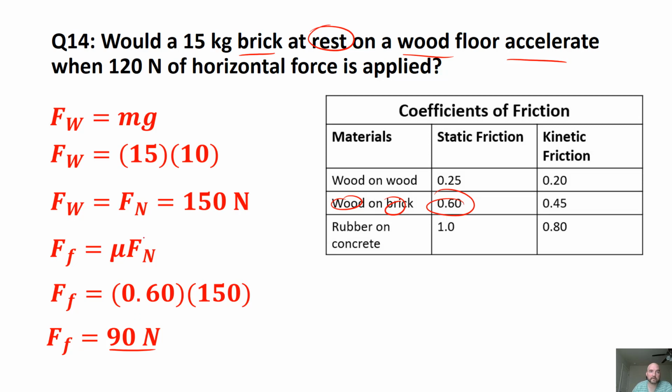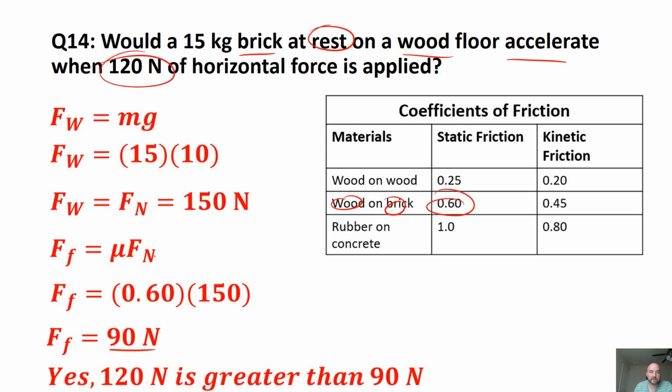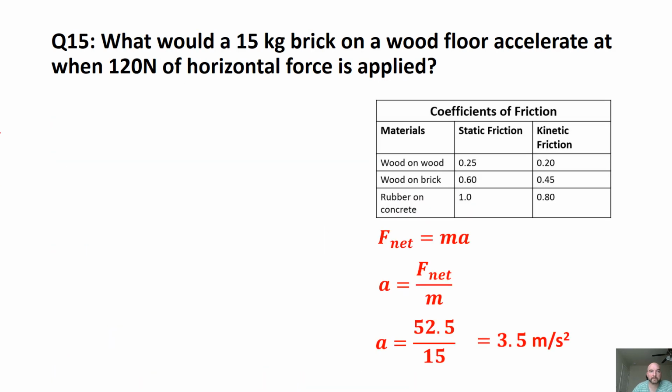So if the frictional force is 90 newtons, well, this 120 newtons is going to be greater than 90 newtons. So we know that it's going to accelerate. And in fact, in the next part, we're not going to use the 60 anymore, because once it already starts moving, which it would, because this 120 is greater than the 90, and they tell you the 120 is what you're applying, we're going to have kinetic friction going on. So we'll go to this problem.